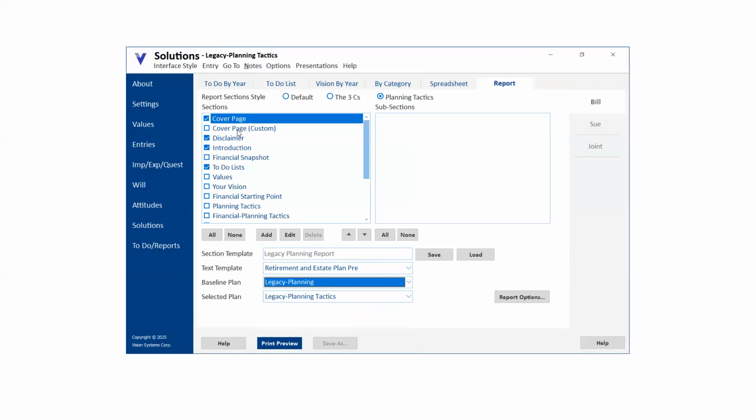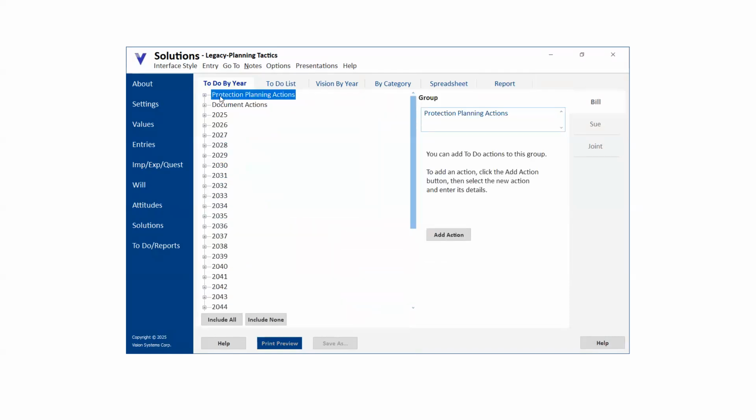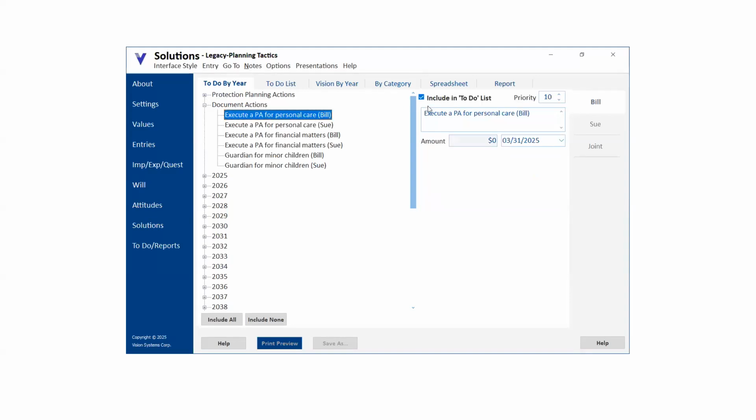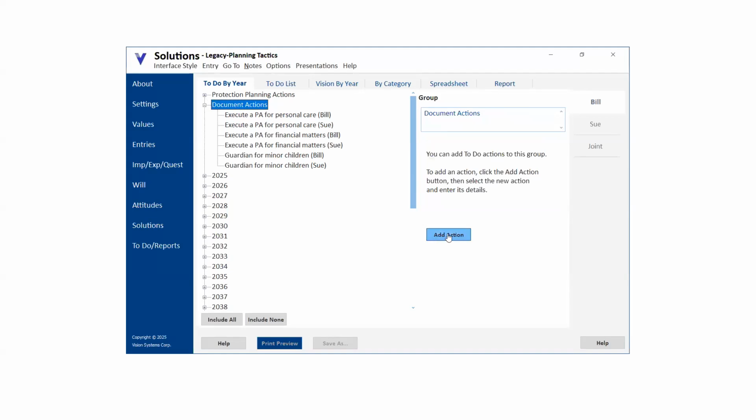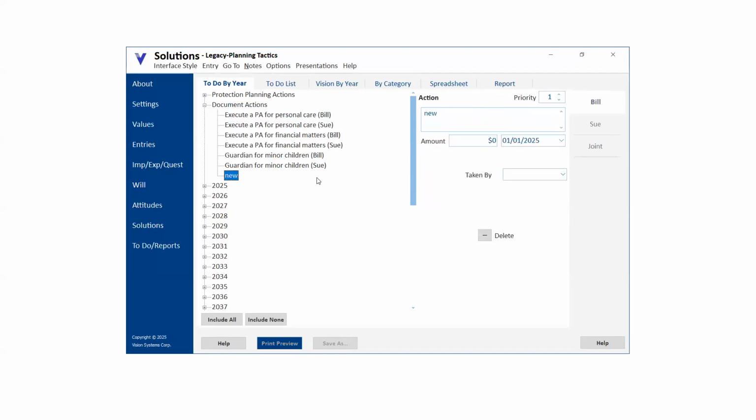and compare that with the legacy planning tactics solution. I also want to remind you on the to-do list that we're not selecting any protection planning actions because that's really related to insurance. We want to focus on the estate. So under document actions, we're going to select anything that's related to the estate preparation, including things like powers of attorney. And if we want to add things, then all we need to do is select document actions, click add action, and then we could add anything we want, which would then show up on our to-do list.